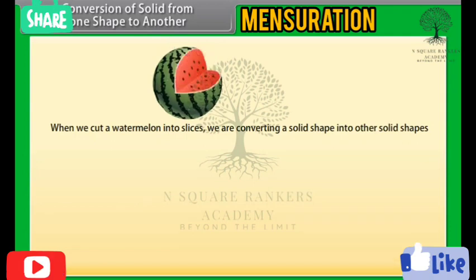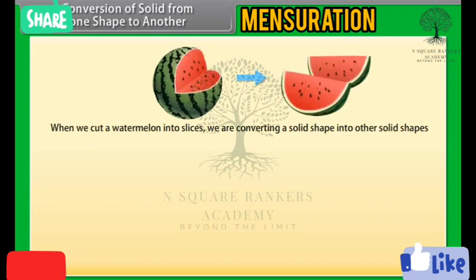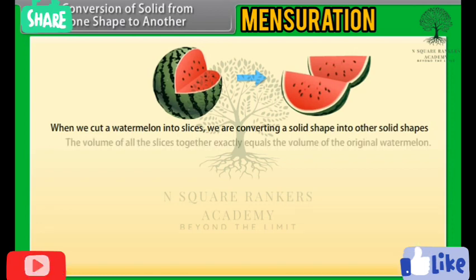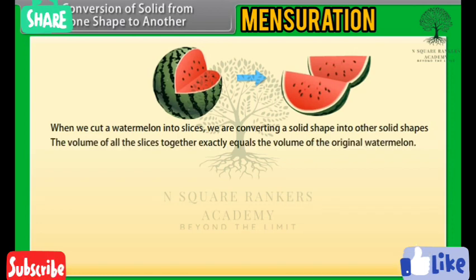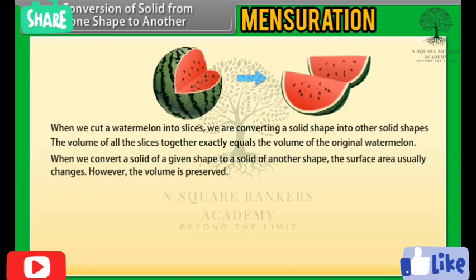Conversion of solid from one shape to another. When we cut a watermelon into slices, we are converting a solid shape into other solid shapes. Regardless of the size and shape of the slices, there is one fact that holds true of the whole process. The volume of all the slices together exactly equals the volume of the original watermelon. When we convert a solid of a given shape to a solid of another shape, the surface area usually changes. However, the volume is preserved.